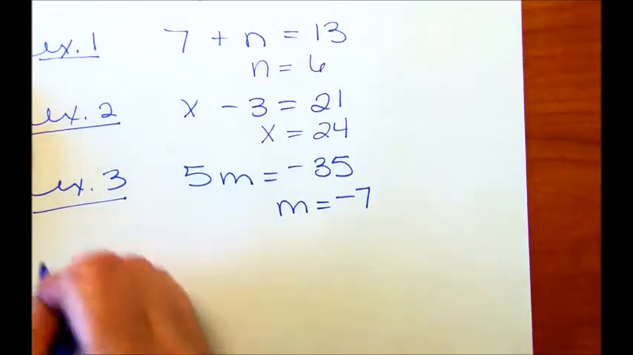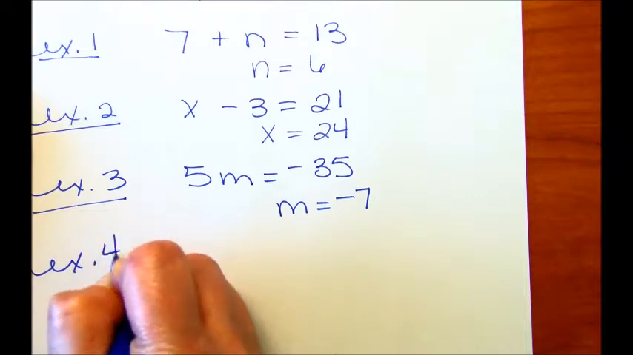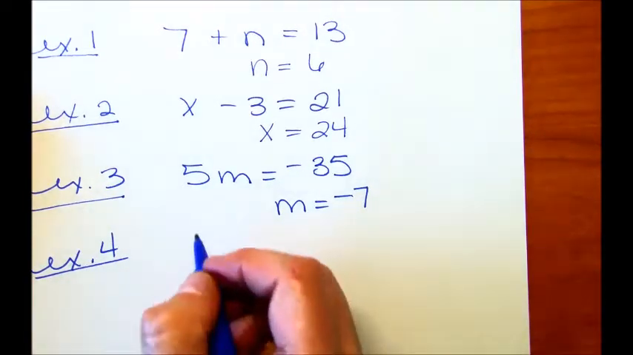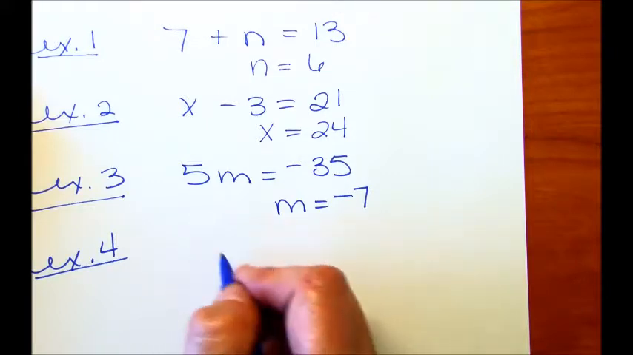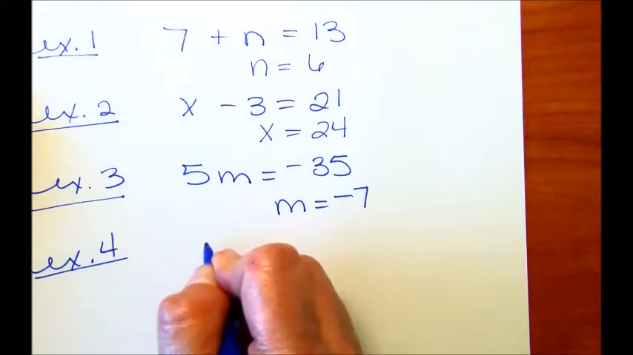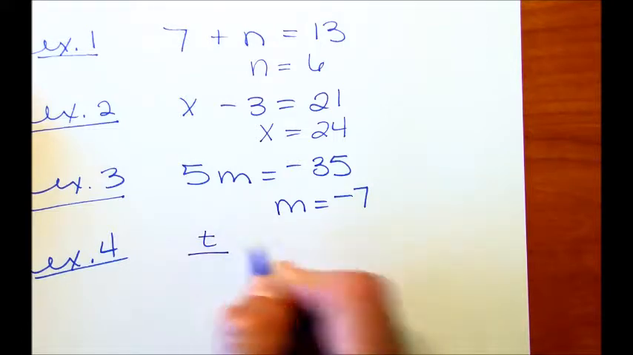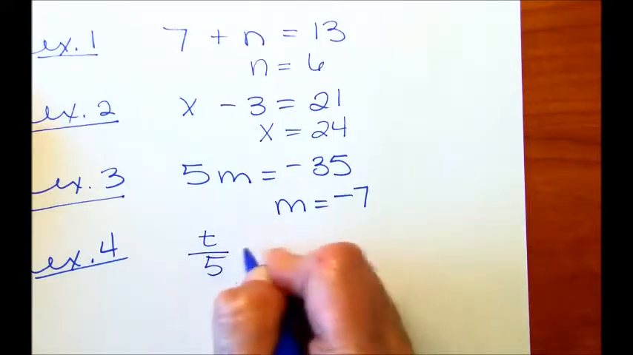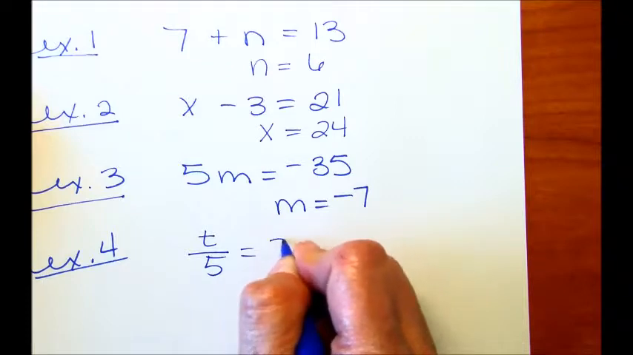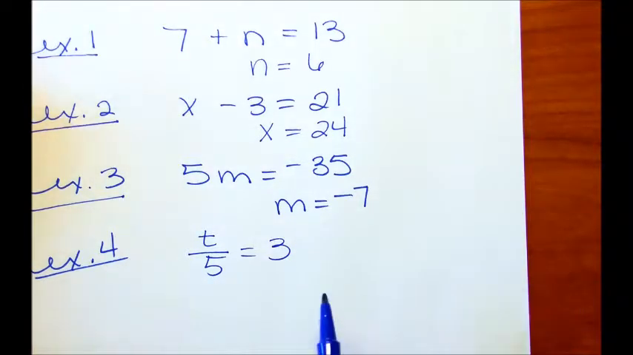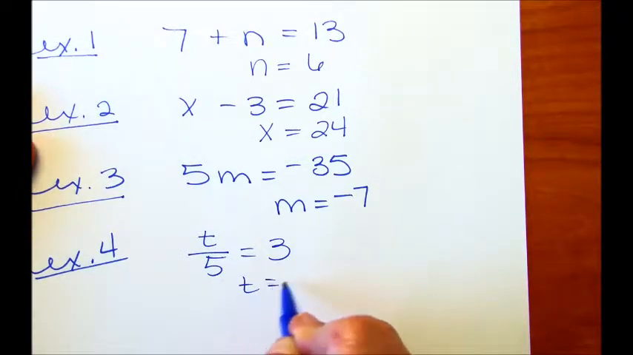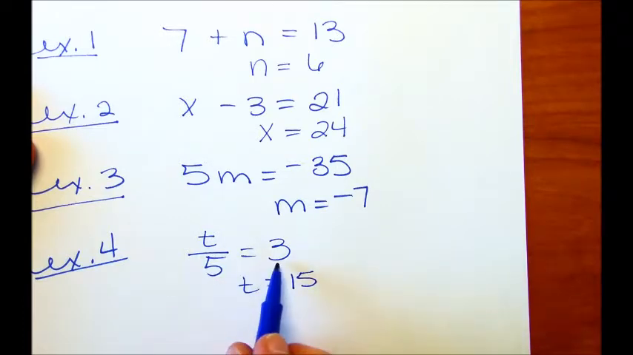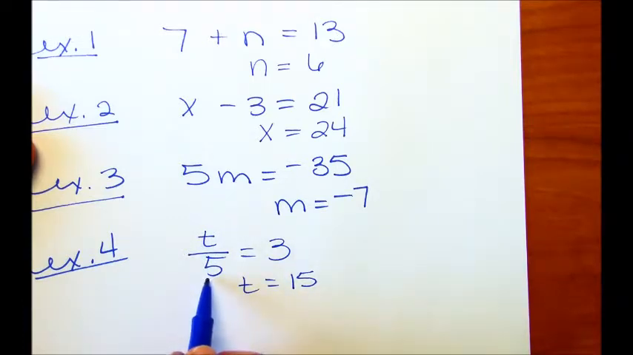And then there's another problem that we'll come across in our examples today. For instance, if you have your variable in a fraction, like say t divided by 5 equals 3. Well, you can think about what number divided by 5 will give me 3? And you might come up with 15. 15 divided by 5 will give me 3.